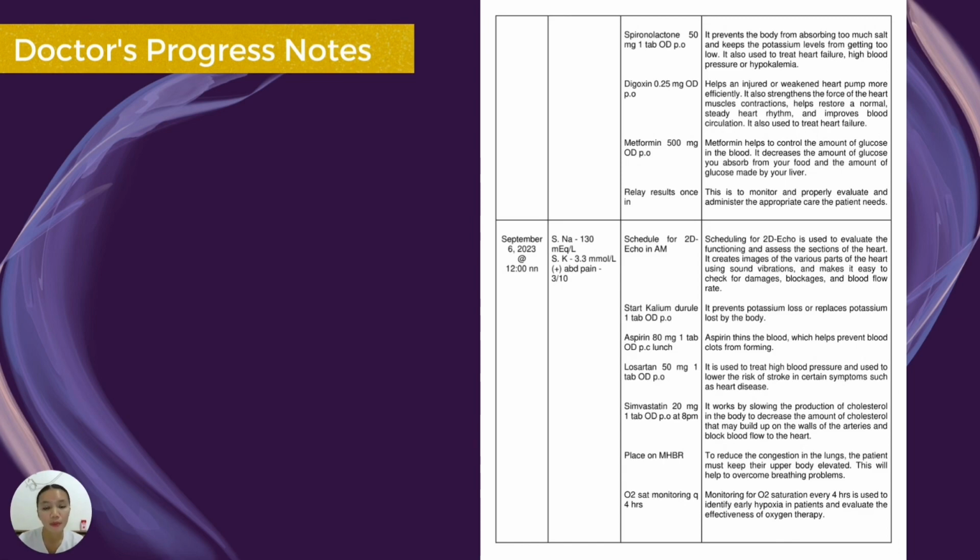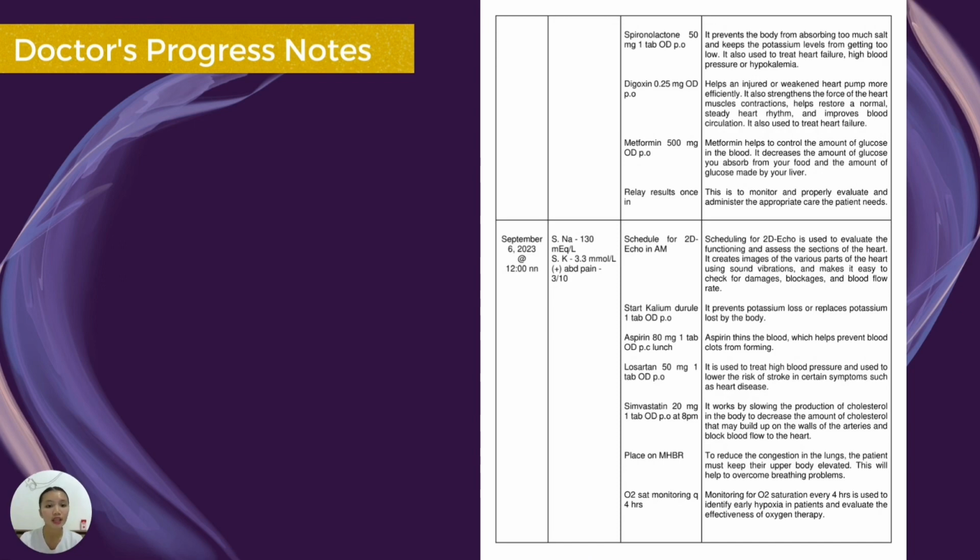Now for the metformin, we have 500 milligram once a day per OS. This will help to control the amount of glucose in the blood. It also decreases the amount of glucose that the patient absorbed from the food that he ate and the amount of glucose made by the liver of the patient. And then lastly is relay result once in. This will help monitor and properly evaluate and administer the appropriate care which the patient needs.